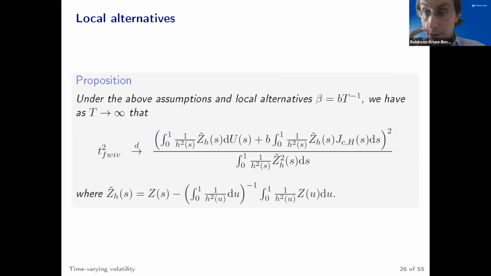Moreover, we can work out local alternatives. So what is important here is that we take local to zero predictability alternatives. If there is any predictability, it will be close to 0. So you see the beta is in a local to 0 environment. And what is very important is that in these objects, you see this H. And H is the volatility process, which means that the limiting distribution is affected by H, which also means that if you estimate this, then you can improve on the power.